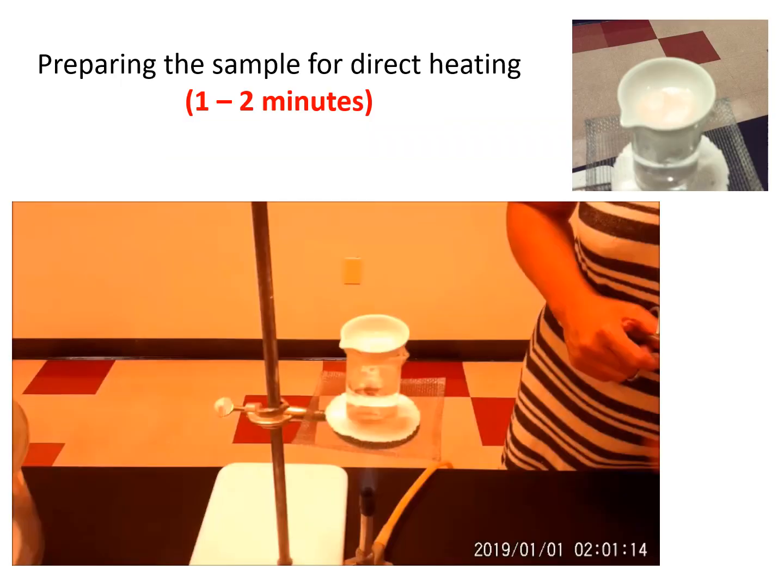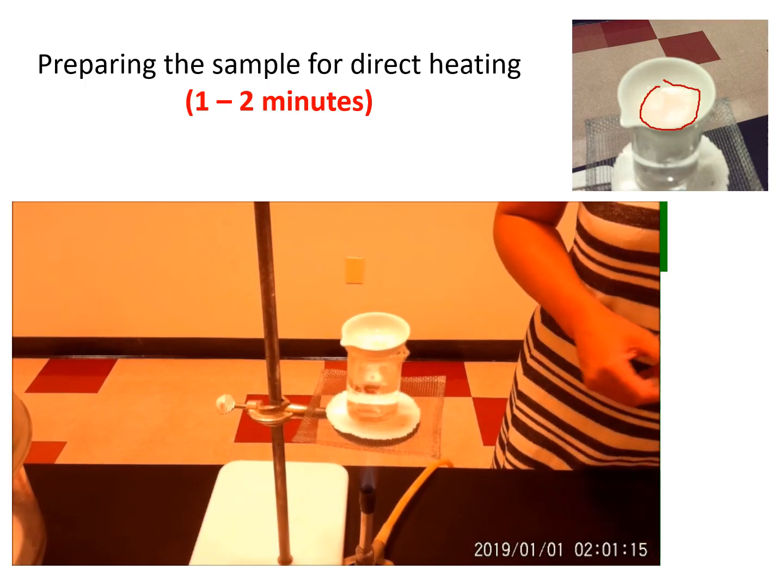Let's talk a little bit about preparing our sample for direct heating. As you can see up here, our sample has some light pink spots that are dry, and the darker pink still has some water. So you're going to wait until almost all of it is completely light pink, and then we're going to put it directly on this gauze. Let's take a look at how we do that.